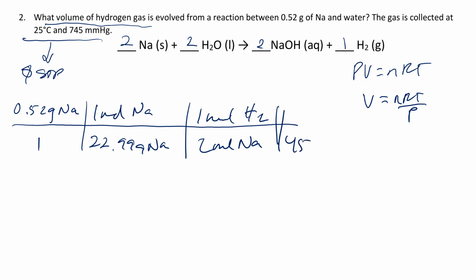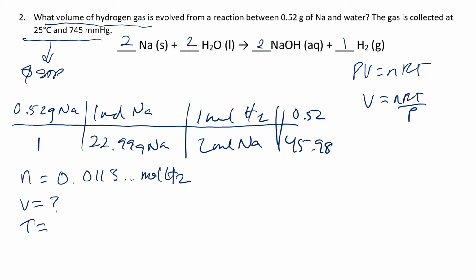This is 45.98 on the bottom, 0.52 on the top. This is going to give me my moles of H2 for this problem. So the moles of H2, or my n, is going to be 0.0113 moles of H2. This was my answer for the stoich. Now, I'm trying to find the volume.